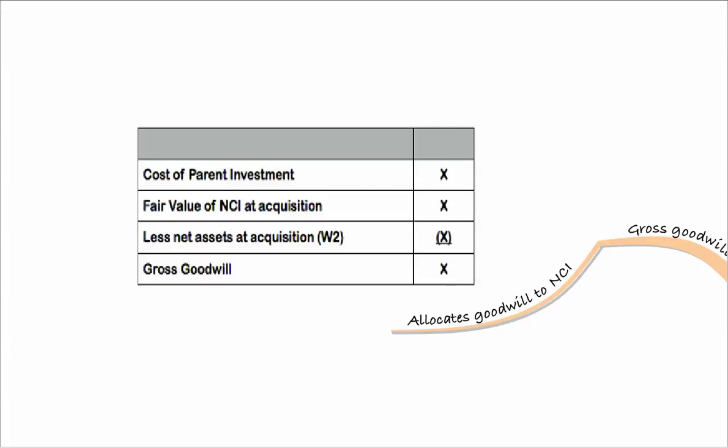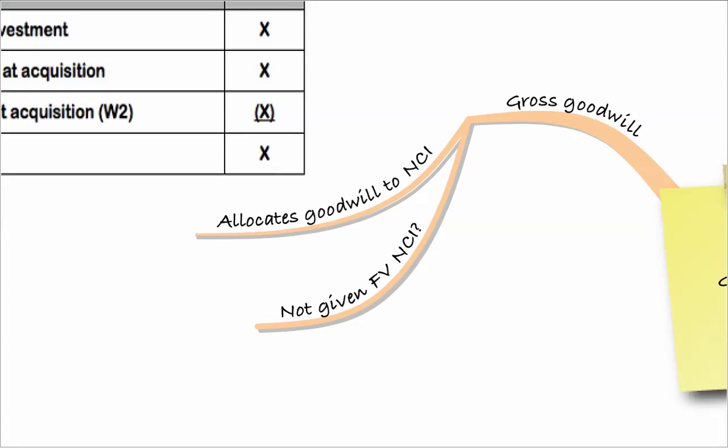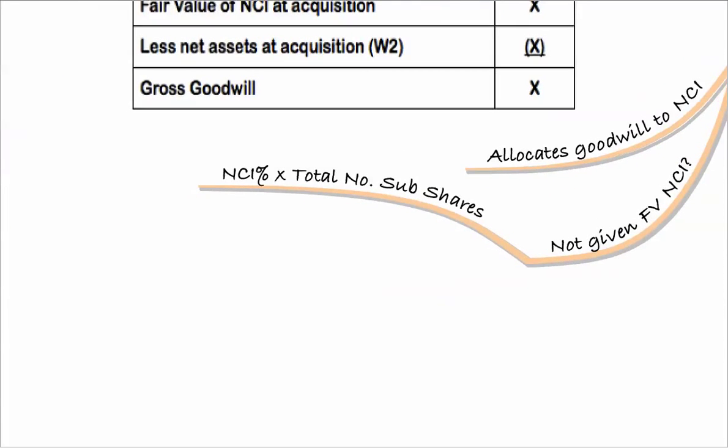Now, just a note on this, because sometimes you won't be given the fair value of the NCI in the question. You may have to calculate it yourself. So let's just learn how to do that. This was an important bit on how to calculate the fair value of the NCI at acquisition. What we needed to do was take the NCI percentage and multiply by the total number of subsidiary shares. So that would be, say, 20% times the 1,000 subsidiary shares. That would give you 200.